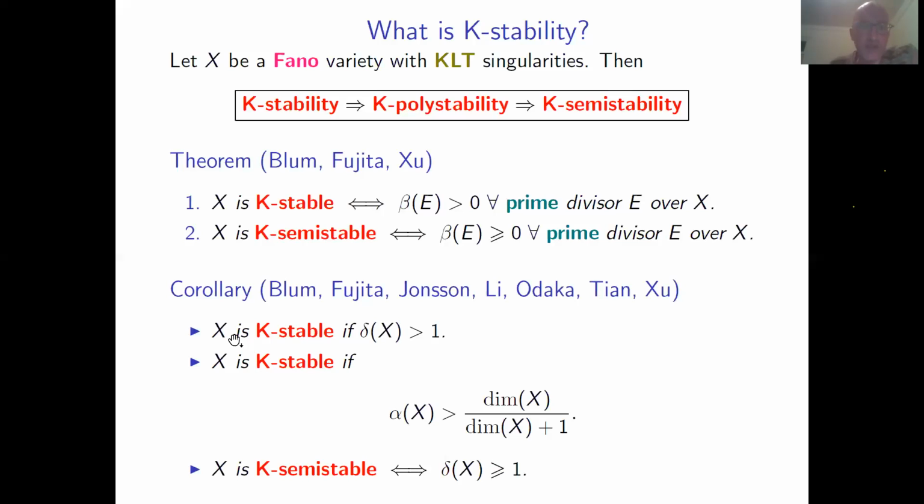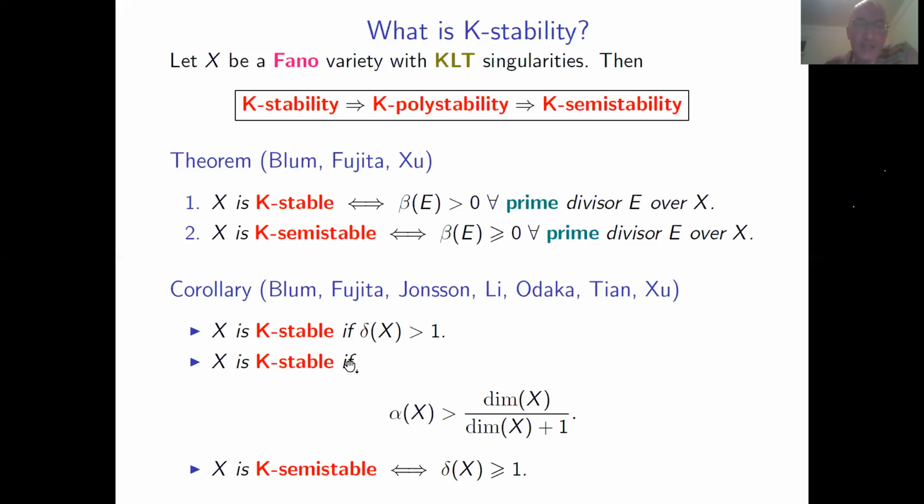So in particular, we have this nice criterion here. X is K-semistable if and only if delta is bigger or equal than 1. Because of this, quite often delta is called the stability threshold. Then we have this condition: X is K-stable if delta is bigger than 1, which is very applicable. So you can apply it and it is quite effective.